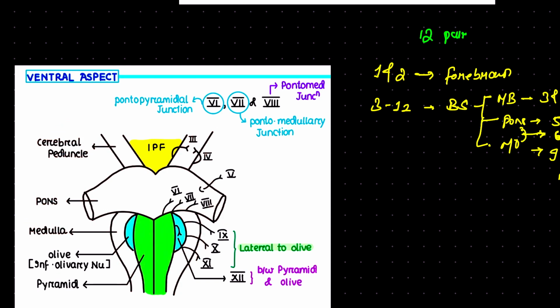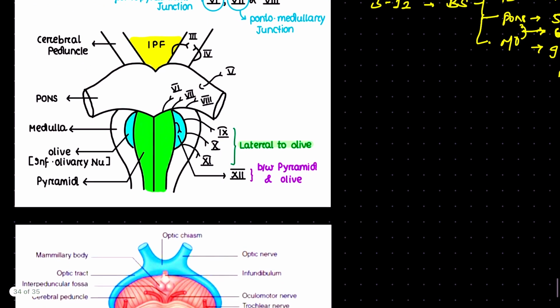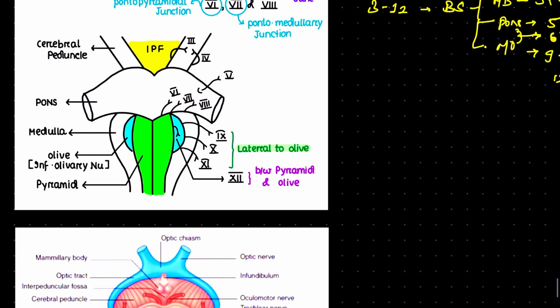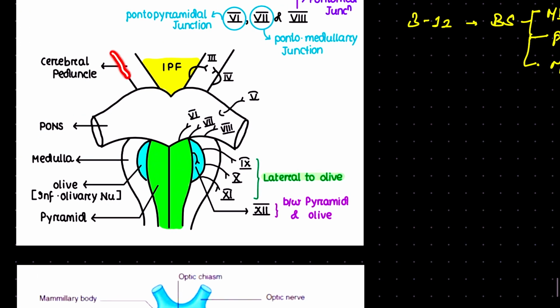Now let's begin our discussion. Let's talk initially about these cerebral peduncles, which are part of our midbrain. In between them lies the interpeduncular fossa. Now we need to know about the boundary of the interpeduncular fossa and about its contents.